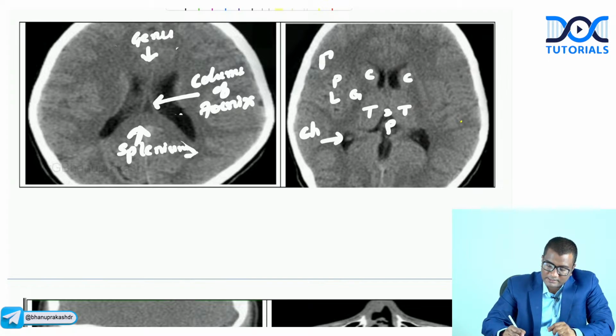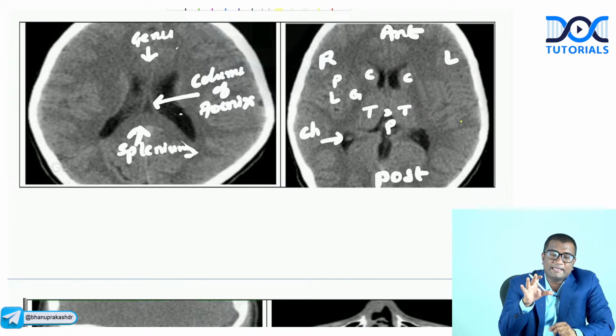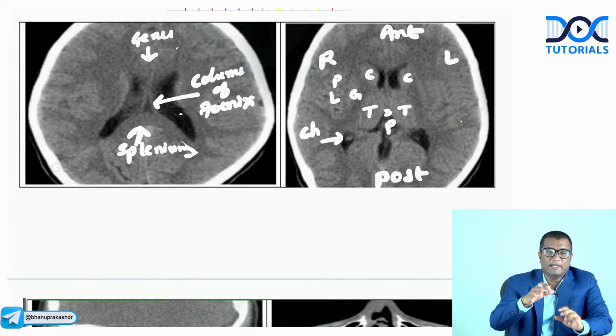And please remember, this is always the right side. This is the left side. This is the anterior part. This is the posterior part. Always imagine that the patient is lying down with his legs facing you. Imagine I'm lying with my legs facing you.